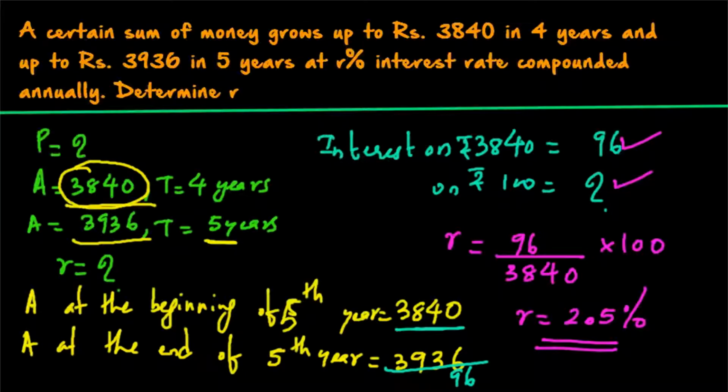So if you understood the concept of compound interest well, you can easily solve these kinds of questions. We know the amount at the beginning of a year and the amount at the end of the year. So the interest obtained for that year will be obtained by taking the difference between the amount at the beginning of the year and the amount at the end of the year. That will be the interest obtained for the amount at the beginning of the year. For a particular amount, we get the interest, and we have to get the interest for rupees 100 in order to determine the rate of interest.